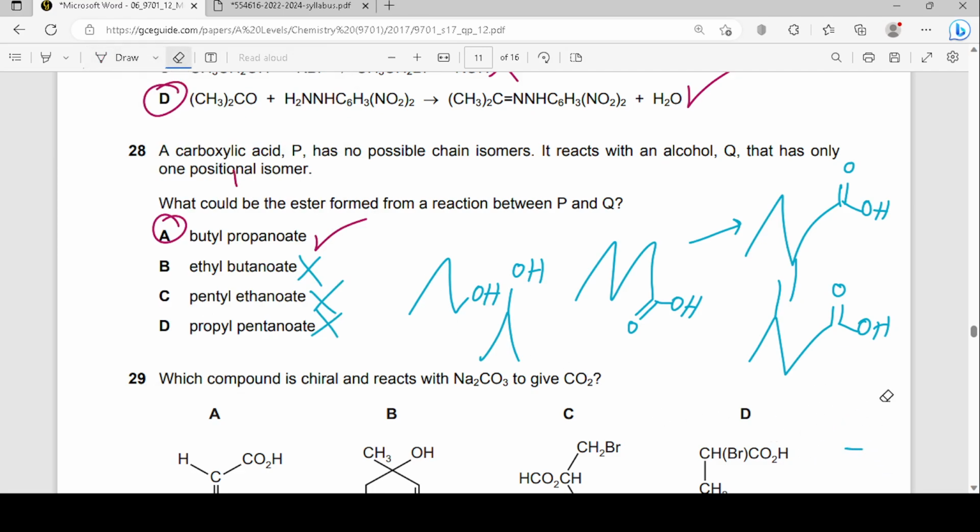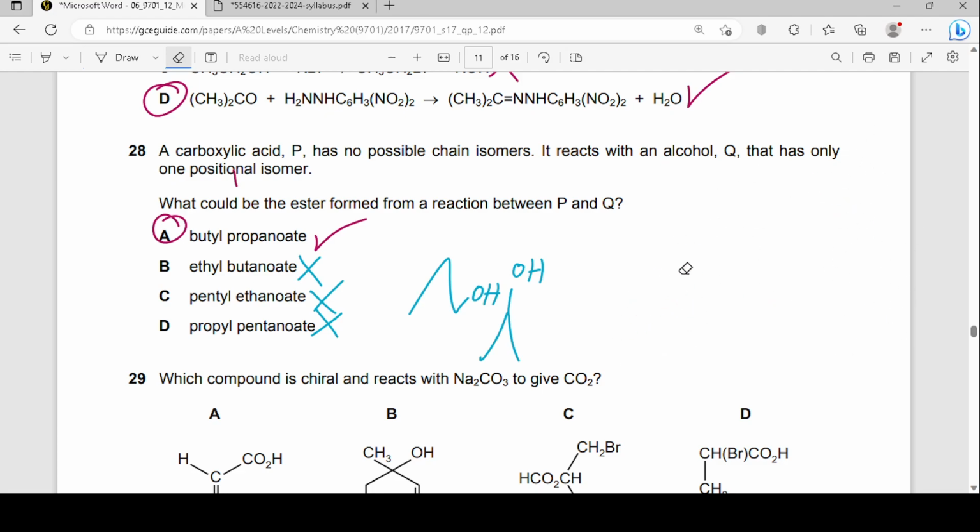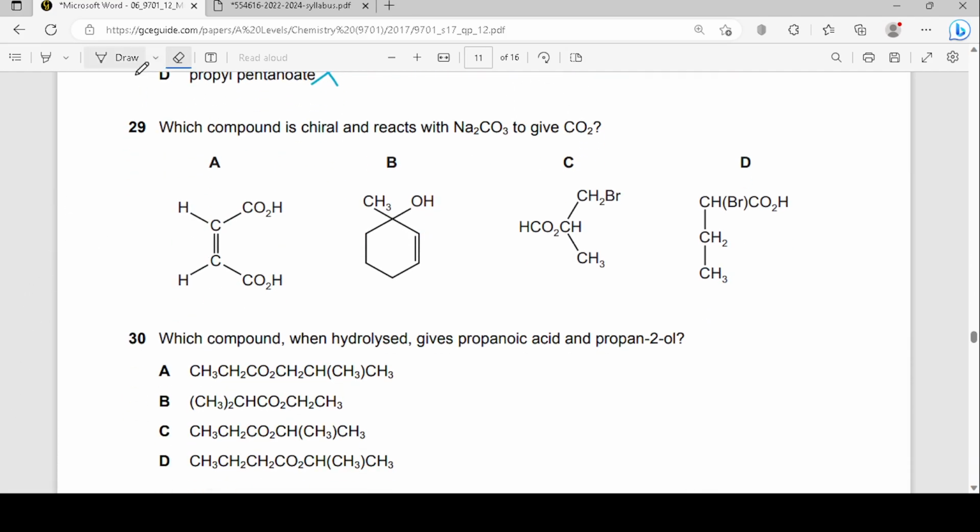So yeah. Then next we have question number 29. Let me just erase this stuff. I guess it's just fun to erase stuff. Anyways, which compound is chiral and reacts with Na2CO3 to give CO2? So A does not seem to be chiral, because for a carbon atom to be chiral, it has to be bonded with single bonds to 4 different groups as well, right?